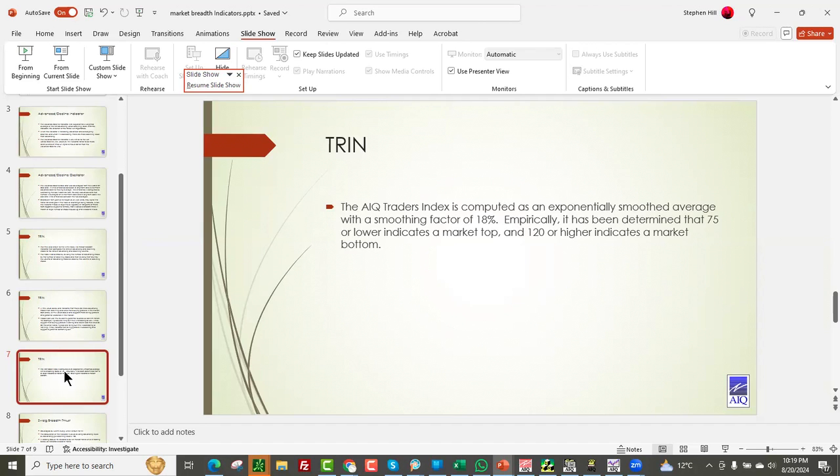And the way we use it then, because of that smoothing factor, empirically it's been determined that 75 or lower is a market top and 120 or higher indicates a market bottom. So let me show you that in its AIQ version, and then I'll show you the basic version of TRIN, which I've put into an EDS file, so you can see which one of those works. So let's pop into charts again.